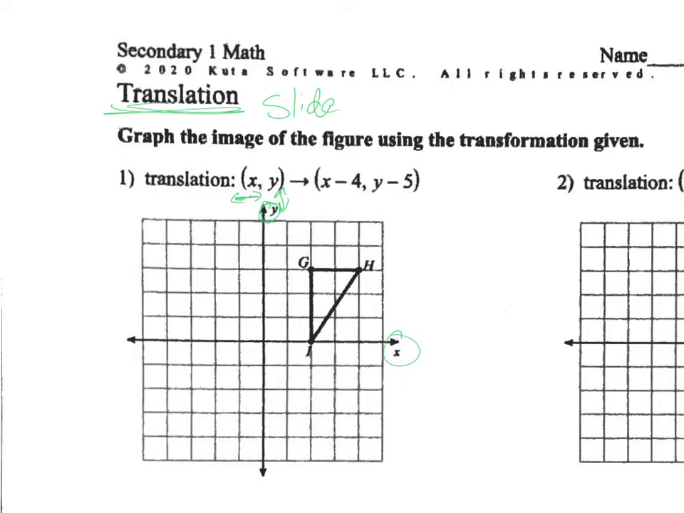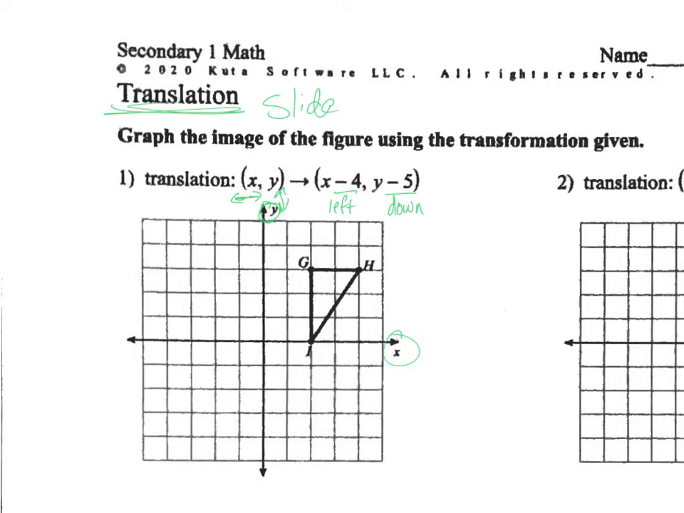What we need to do is take our GHI triangle, and we're going to be moving it negative 4 spaces and negative 5 spaces. The positives or negatives determine which directions we're moving. Since x is negative, we're going to move it to the left, and since y is negative, we're going to be moving this down. If they're positive, then they would be the opposite directions. So we'll just start with point G.